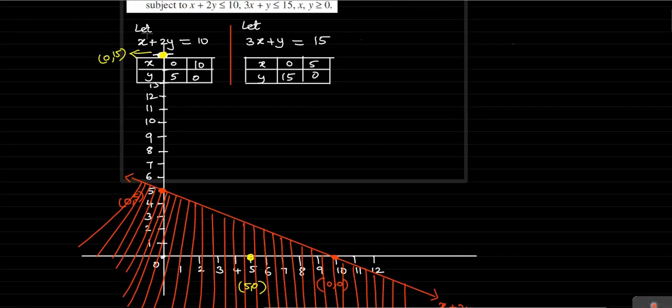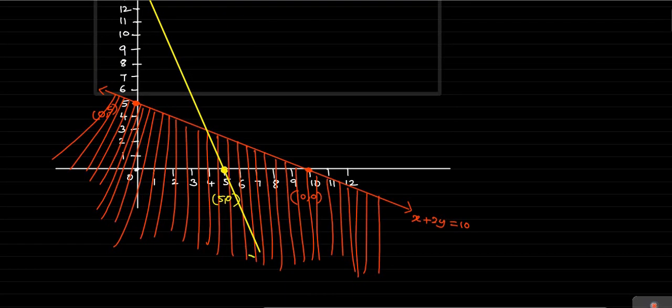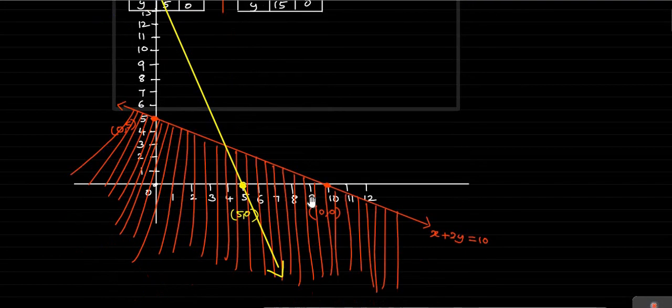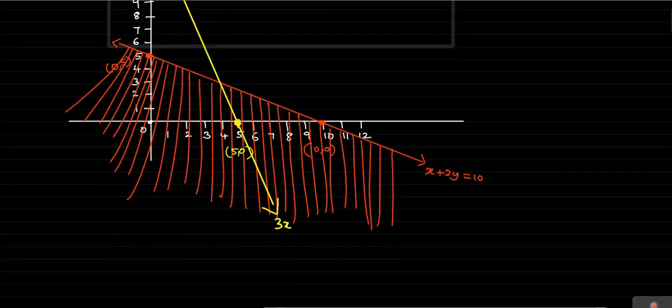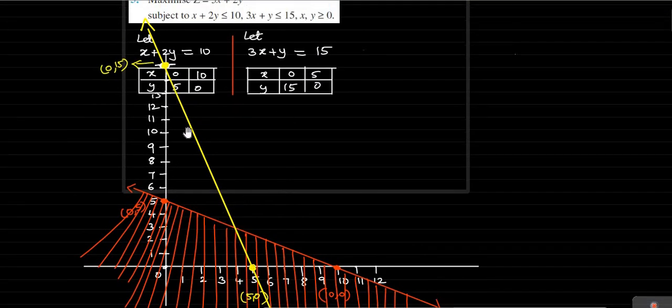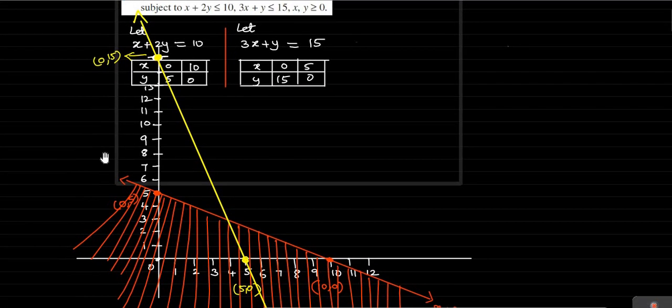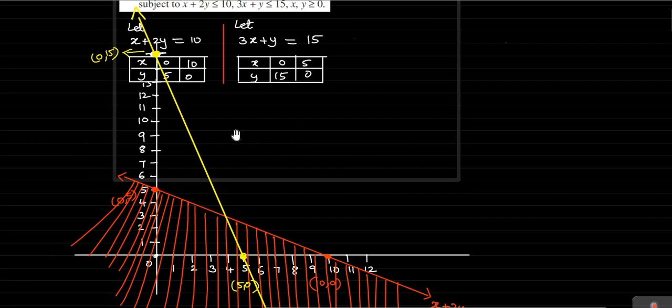So now if we connect these two, we get the line 3x plus y equal to 15. Now this yellow line divides the graph into two portions, one on the right side and the other on the left side. So we need to identify which side has the solution.